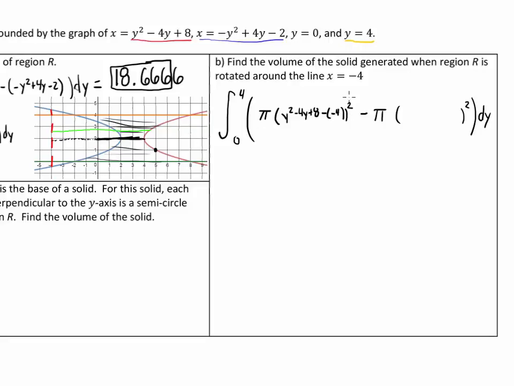Okay. So there you have it. There's the first one. I got parentheses a little bit bigger. The bottom one, same thing. So negative y squared plus 4y minus 2. Subtract the axis of rotation, which is negative 4. And there's our equation for finding the volume of this shape.